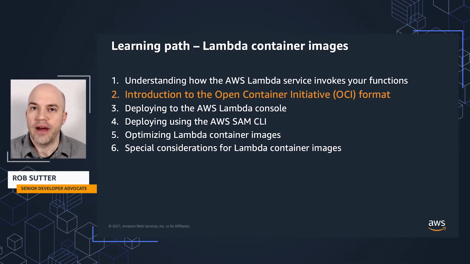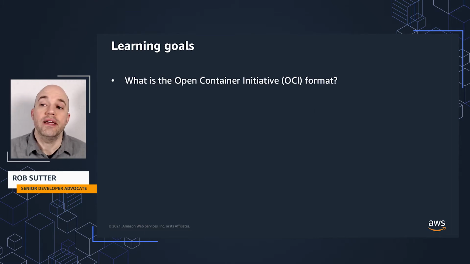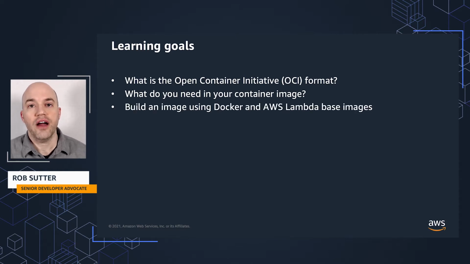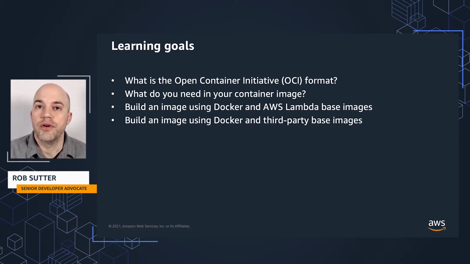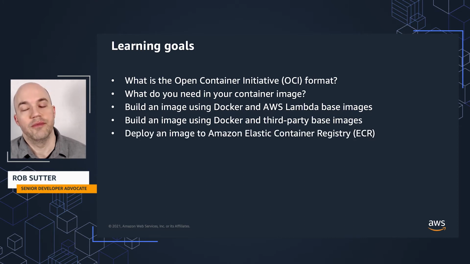In this session, you'll learn an introduction to the Open Container Initiative format, or the OCI image format. As a first goal, you'll learn what the OCI format is. You'll learn what you need to put into your container image so that it can effectively run on the AWS Lambda service. You'll learn how to build an image using Docker and the AWS Lambda provided base images. You'll learn how to build an image using Docker and third-party base images that you select, for example, to meet compliance requirements or use an existing pipeline. And you'll learn how to deploy those images to the Amazon Elastic Container Registry, or ECR.